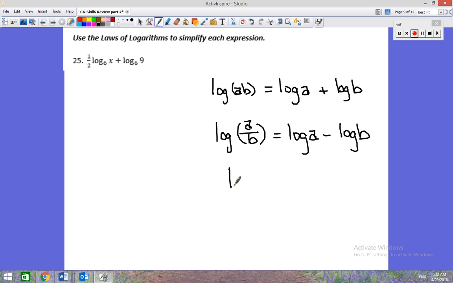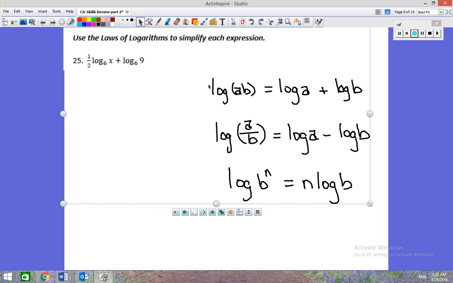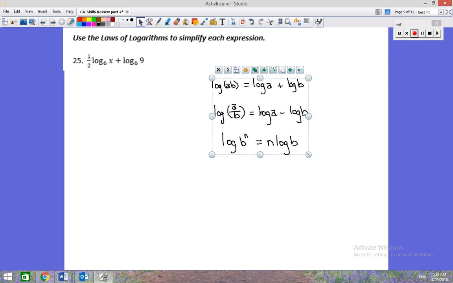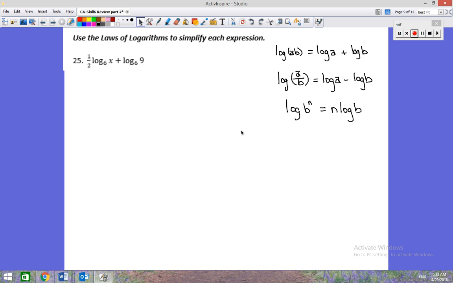And then we have what's called a power rule, that if you have an exponent, you can move that exponent down out in front and change this to multiplication. So product rule, quotient rule, power rule. Those are the properties, as well as the change of base. And the change of base is most likely going to be used when the directions are referring you to use a calculator.